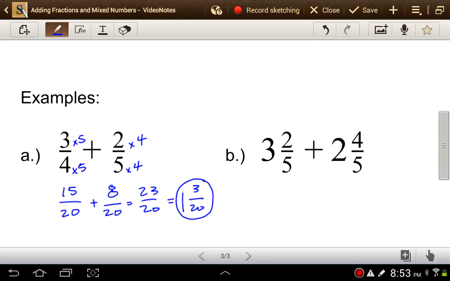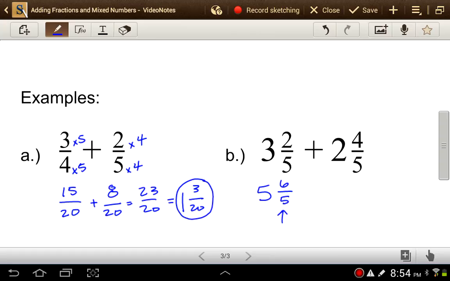This time my denominators are the same. So I can just add the whole numbers. 3 plus 2 is 5. Then add the numerators. 2 plus 4 is 6. And then notice the denominator stays the same at 5. I'm not adding the denominators. They're staying the same. Now, I cannot leave this here because that's improper with a mixed number.